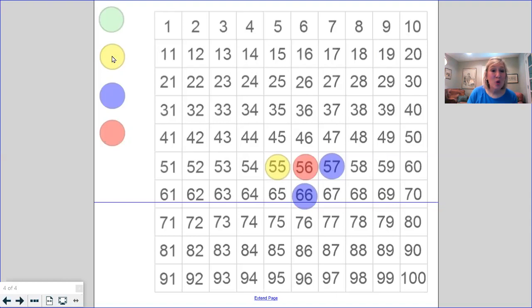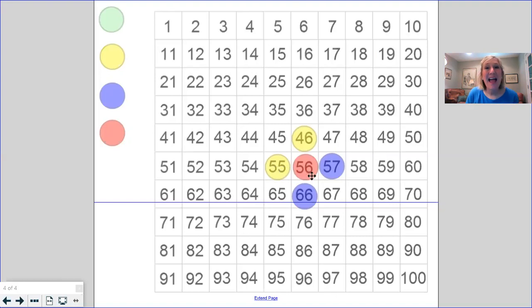I would go straight up. If I take 10 away from 56, 10 less than 56 is 46. So remember, if you are going to add on the hundreds chart and you want to add one more, you are going to move one to the right. And if you want to take one away, you're going to move one space to the left.